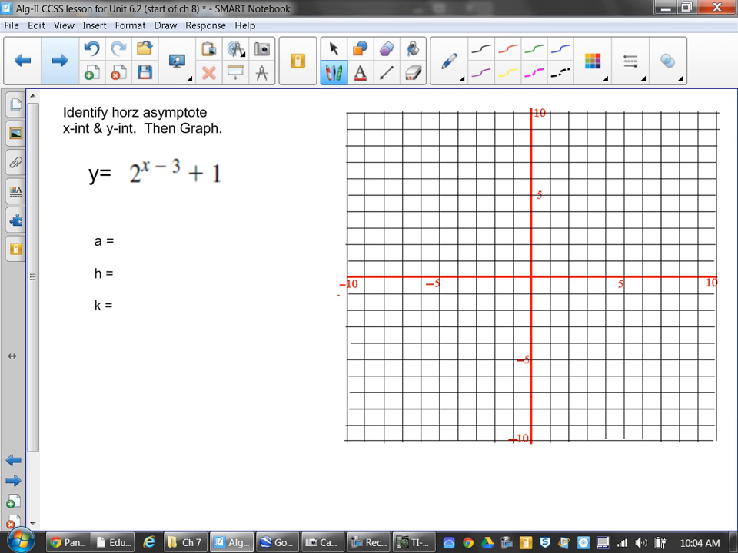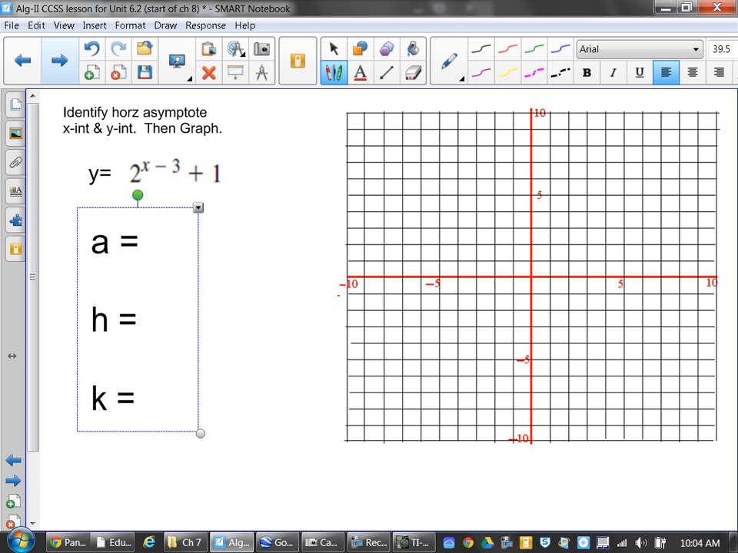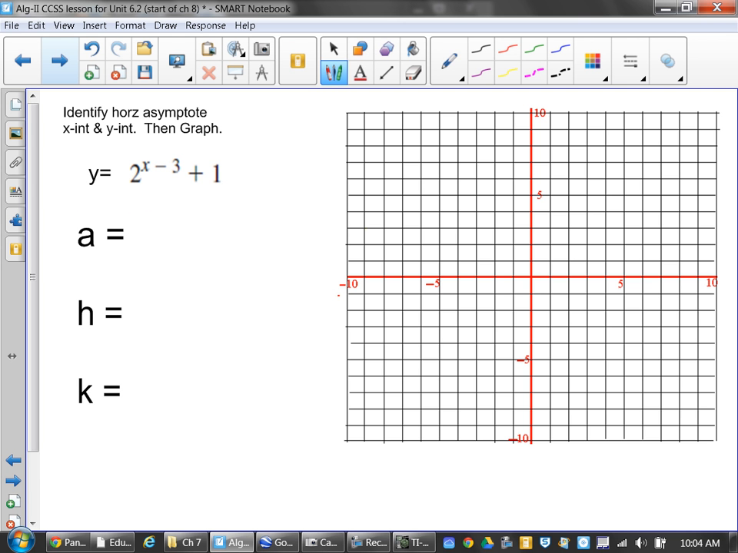Let's try one more. I think we might have to do decay stuff tomorrow. There's more of the decay stuff tomorrow. But let's see what it goes.